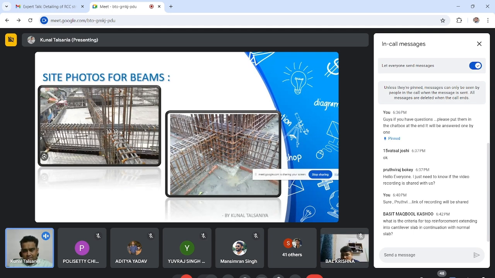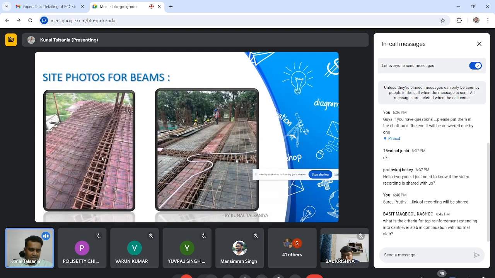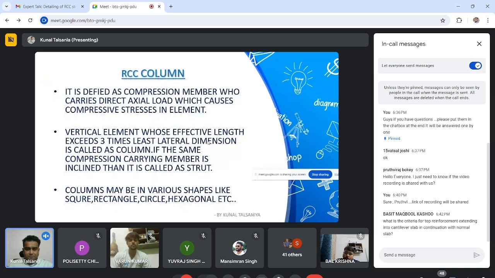Okay, this is another photo of a beam. You can see the hooks, and you can see this is a three-legged stirrup. You can see another side photo.